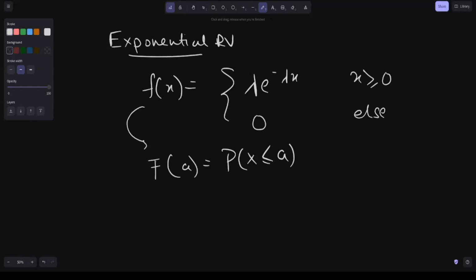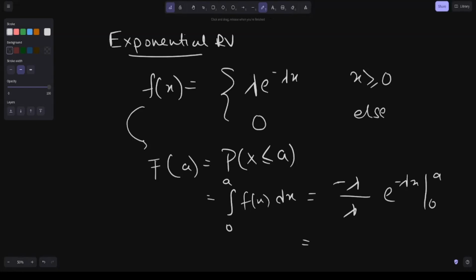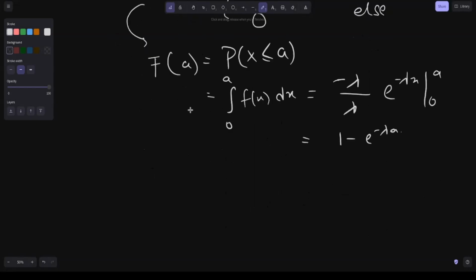Whenever you say this, it will be nothing but the integral from 0 to a of f of x dx, because the rest of the cases is 0, so it does not matter. So it is minus e to the power minus lambda x from 0 to a. This comes out to be 1 minus e to the power minus lambda a. In general, you'll try to solve using this equation.